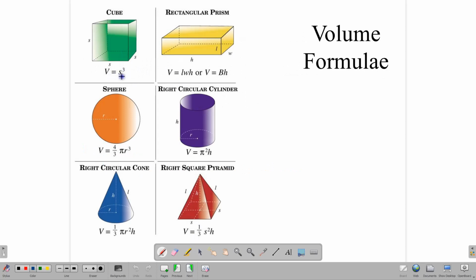For a cube, the volume is the cube of any side. For a rectangular prism or a cuboid, we simply multiply the length by width by height, or the area of the base times the height. For a sphere, 4/3 pi r cubed. And for a circular cylinder, we use pi r squared height. We're going to be using this a bit. For the cone, 1/3 pi r squared height. And for the square pyramid, 1/3 a squared, which is the area of the base, times the height.